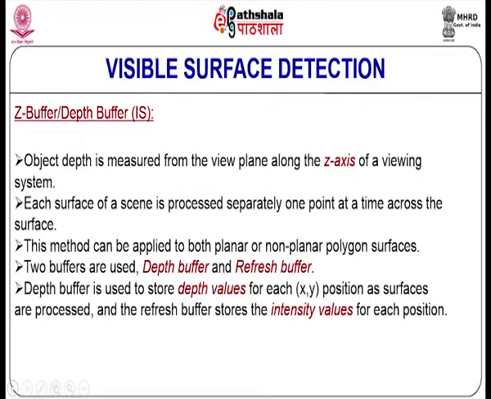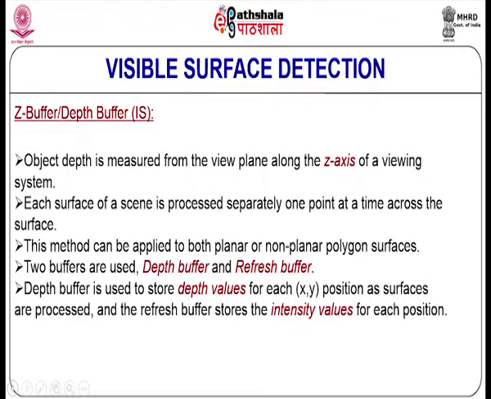We take each pixel at a time, starting with the first pixel, say the top left corner pixel, and we sort the surfaces as per their depths, see which surface is the frontmost surface, and give the pixel the color of that surface. So, that is what we are going to do in the Z buffer or the depth buffer. The Z itself is generally understood as depth. As you can see in the slide, the object depth is measured from the viewing plane along the Z axis of the viewing system.